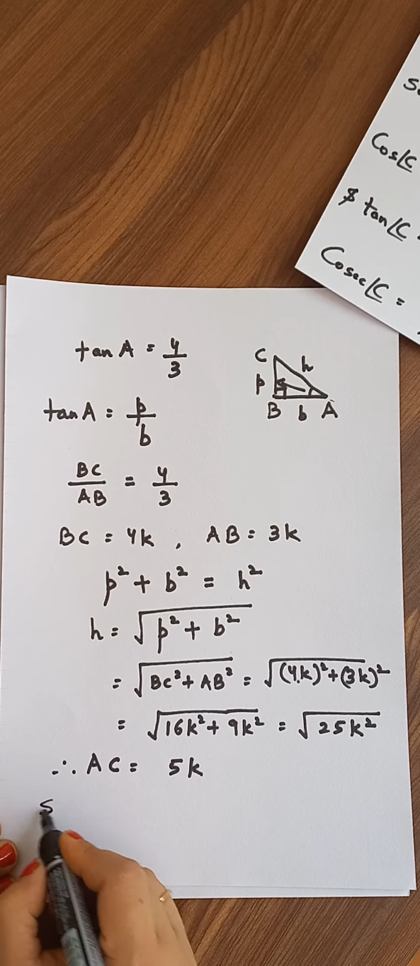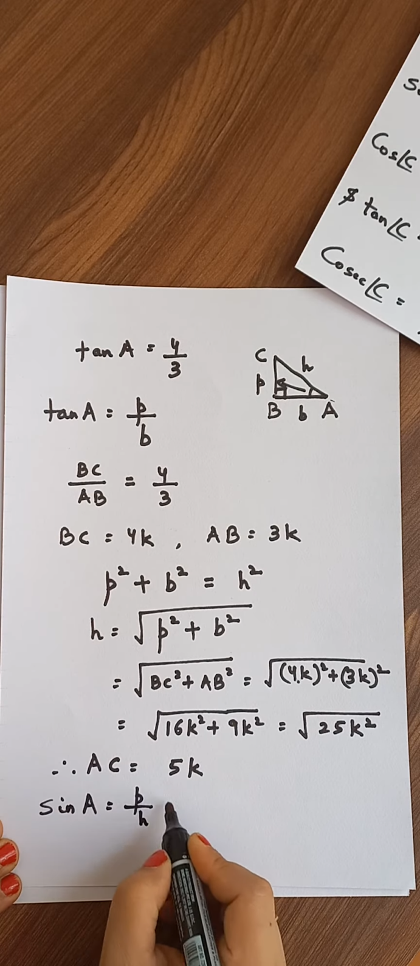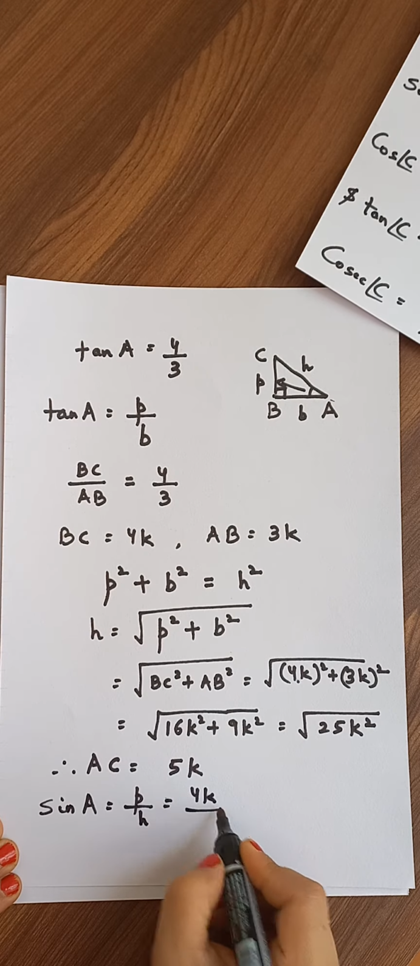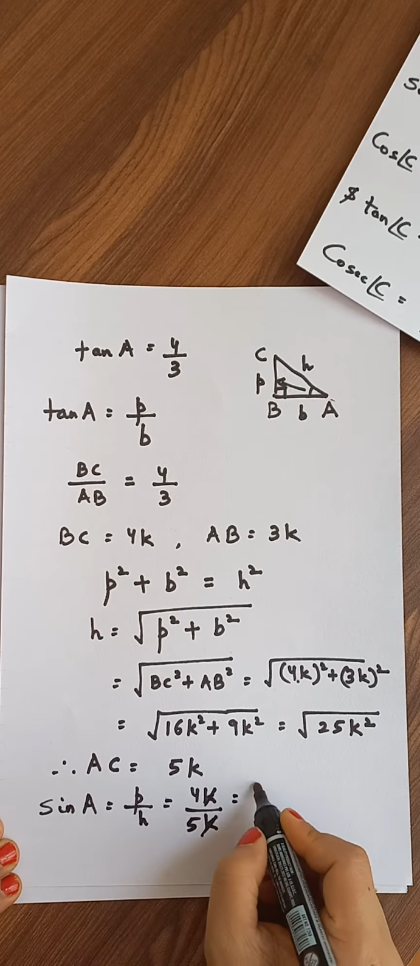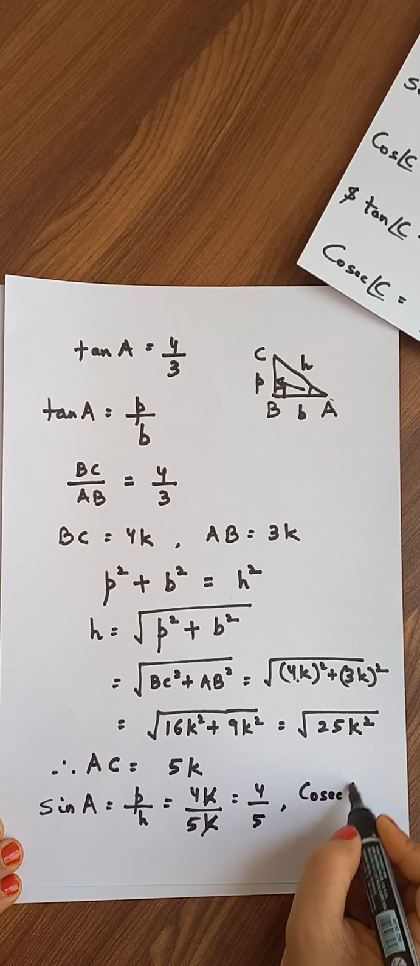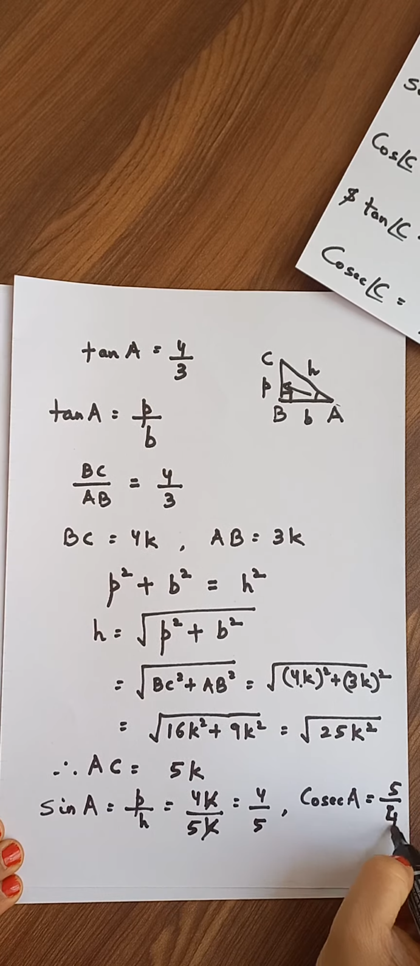Tan is given. Now sine A, we already know, is P upon H. So perpendicular is BC, that means 4k, and hypotenuse means 5k. K gets cancelled out, it becomes 4 upon 5. So if sine A is this, cosec A is the reciprocal of sine A, so it will become 5 upon 4. So easy for you.